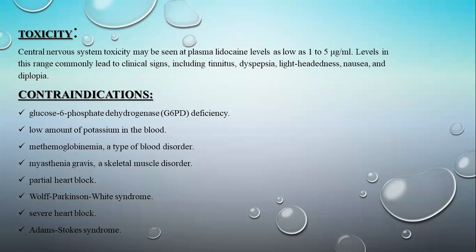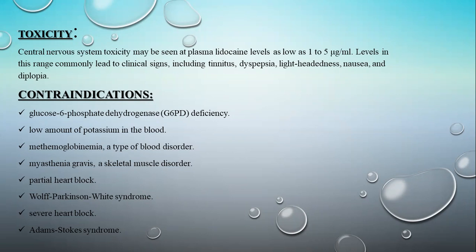Now the toxicity: if this drug is overdosed or wrongly prescribed, it can cause central nervous system toxicity, which can be seen at plasma lidocaine levels as low as 1 to 5 microgram per ml. Levels in this range commonly lead to clinical signs including tinnitus, dyspepsia, lightheadedness, nausea, and double vision, also known as diplopia.